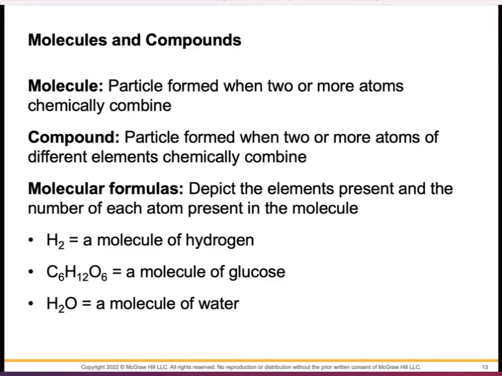A molecule is when two of the same element combine to form a particle, while a compound is going to be, remember, two or more atoms of different elements. Now, what is a molecular formula? A molecular formula is there to depict the elements present and the number of each atom that is present in that molecule. So look at some of the molecular formulas listed here. H2, hydrogen, is a molecule of hydrogen.